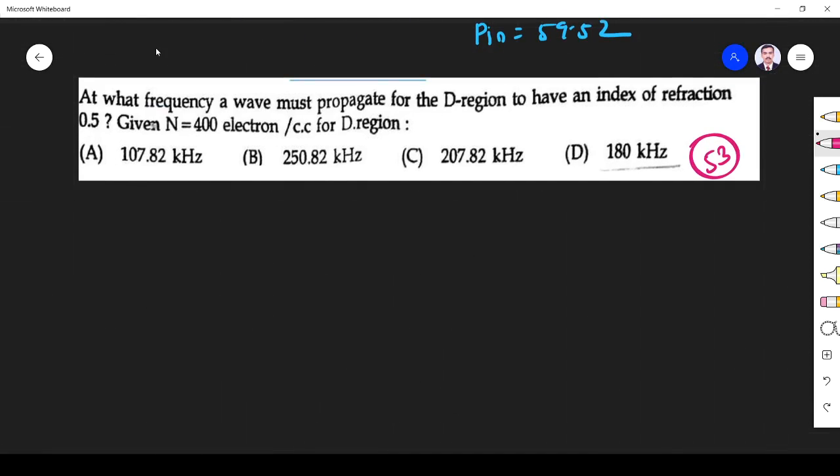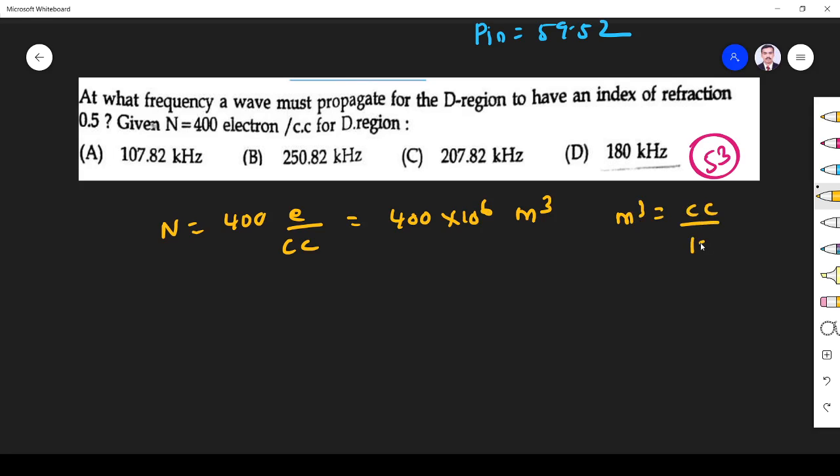Next question, at what frequency must a wave propagate for the D region to have a refractive index of 0.5, given n is equal to 400 electrons per cubic centimeter. You convert that into meters. So 400 into 10 power 6 per meter cube, because 1 cubic centimeter is 10 power minus 6 meter cube. That's what we have done.